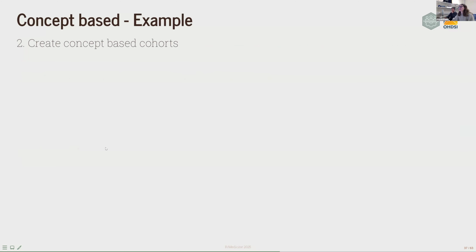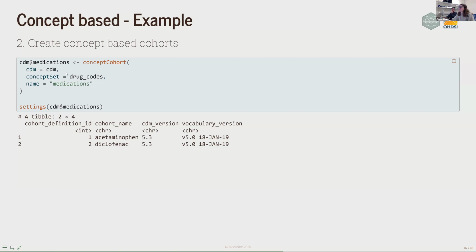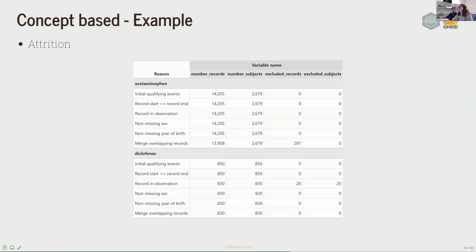And the second step is basically to use concept cohort, where again, we have to pass the CDM reference, then these code lists containing acetaminophen and diclofenac, and finally, the name that we want this table to have. And if we look at the settings of this cohort, we can see how there are 2 cohorts, one of acetaminophen and the other of diclofenac. Same as before, we have an attrition on how the cohort was created.